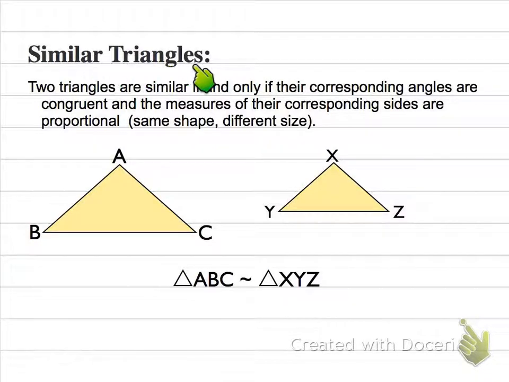Similar triangles are exactly like similar polygons. Two triangles are similar, just like two polygons are similar, if and only if their corresponding angles are congruent and the measures of their corresponding sides are proportional. If you remember back to the last 2 days, in the first couple of problems you had to list, one, the corresponding angles that were congruent, and two, the corresponding sides that were proportional.